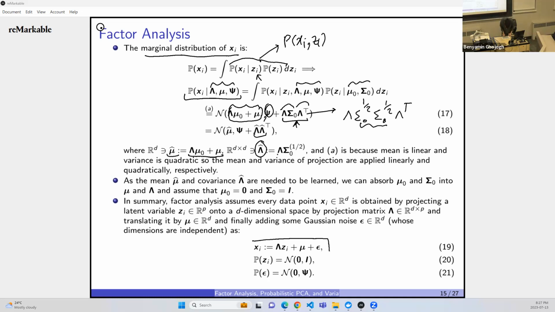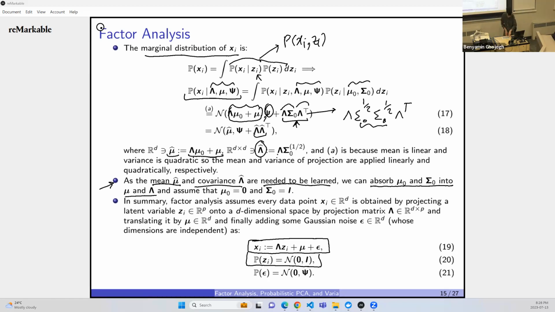So this is exactly what we talked about in factor analysis. Xi is given as a linear transformation of Zi plus some mu, and that mu is the mean of data, plus epsilon, the noise. And I assume that P of Zi is the Gaussian distribution with mean 0 and covariance I. As I have said, for simplicity, as the mean mu hat and the covariance lambda hat need to be learned, we can absorb mu0 and sigma 0 into mu and sigma.